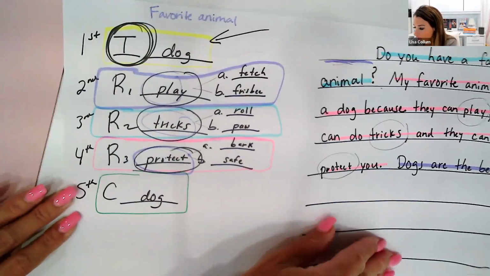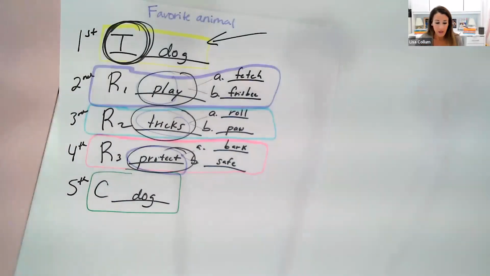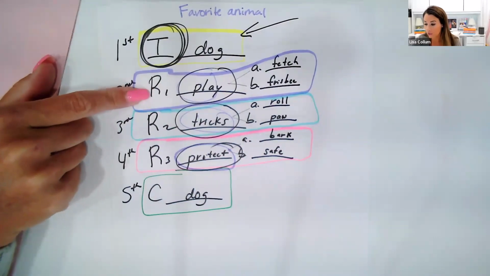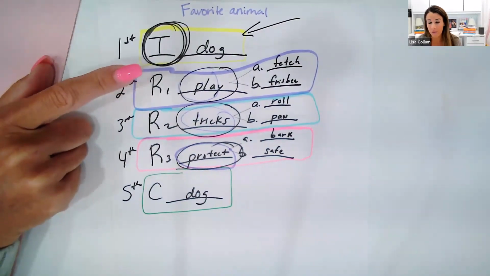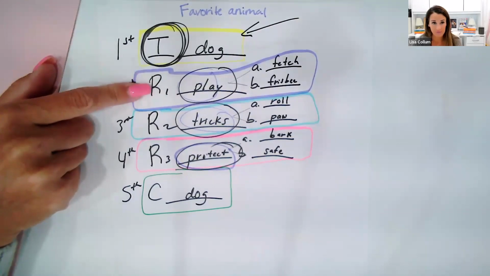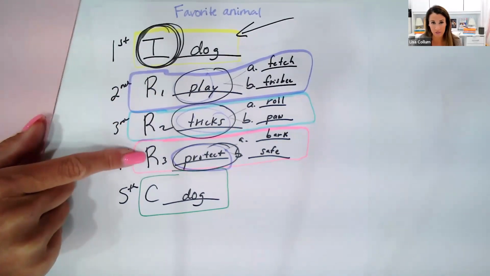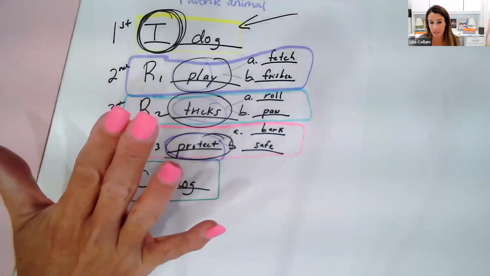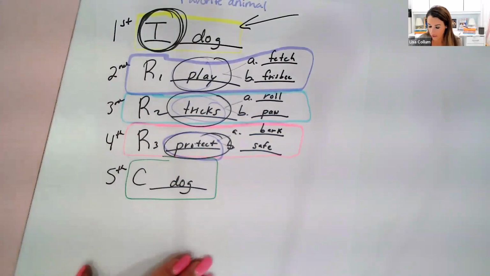So you've learned how to plan. And you've learned how to write this first paragraph. And today I'm going to show you how to write the next paragraph, which is R1. Now, the way that you write R1 is the same way you write R2 and R3. So it's the same thing that I'm going to show you. All right. So let's use this planning about dogs being our favorite animal.